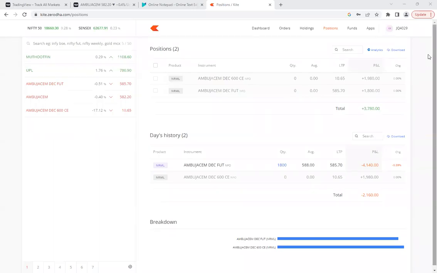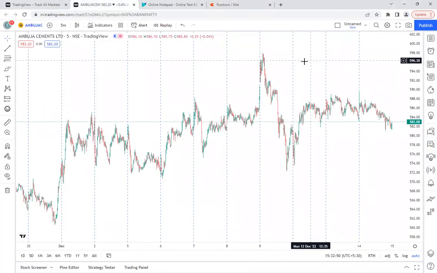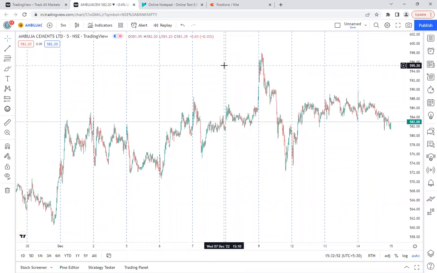Hi all, welcome back. So today is 14th December 2022, and in this video, let us try to analyze the price action that has happened today in the Ambuja Cement. We'll see how the price moved today in the intraday price action, and let's try to understand or get some points out of it.